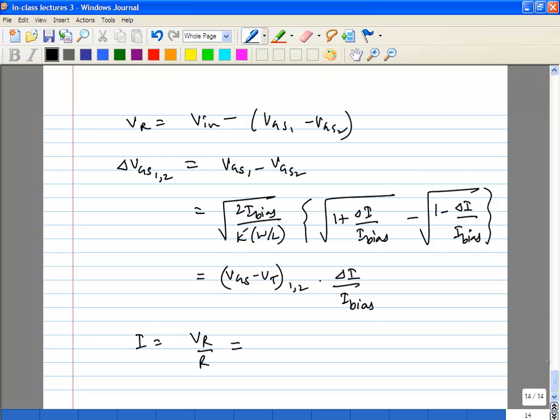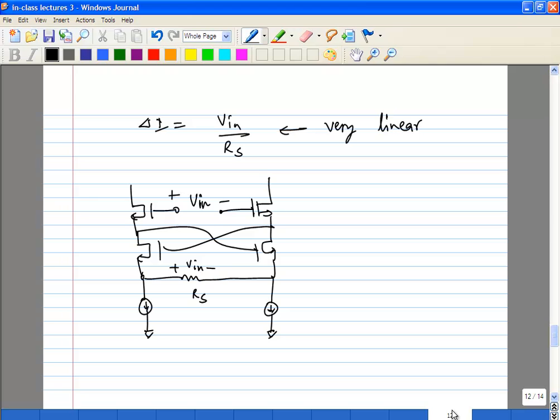So your differential current is just VR over R, which is your ideal term which you want, minus this, which is your error term. Okay. What else do we know? Oops, sorry, it's next guy.